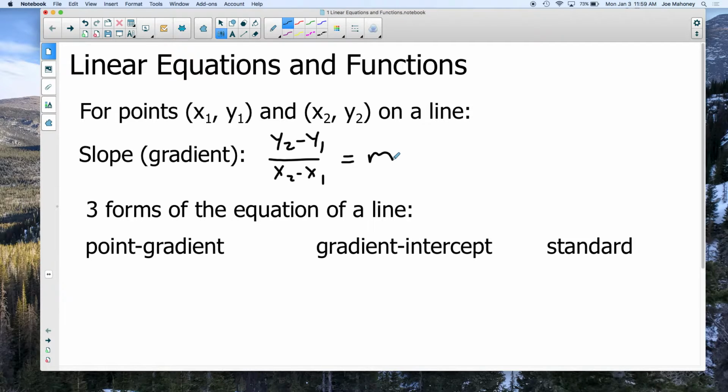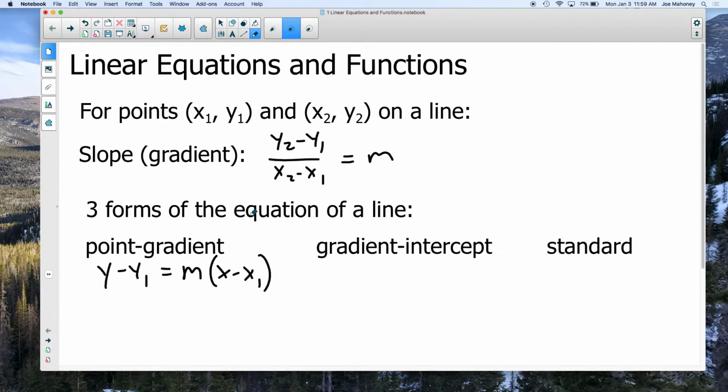How about that? And you probably know the three different forms of a line. My favorite is the point slope or point gradient form, which is where you subtract the y value from y and it equals m times x minus the x value. And you might be thinking, where the heck did that come from? Well, if you take a look at this slope equation, if you multiply by the denominator, you get that equation. So it's pretty cool where it comes from.